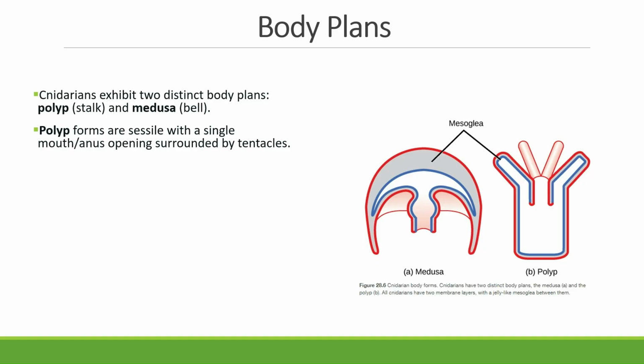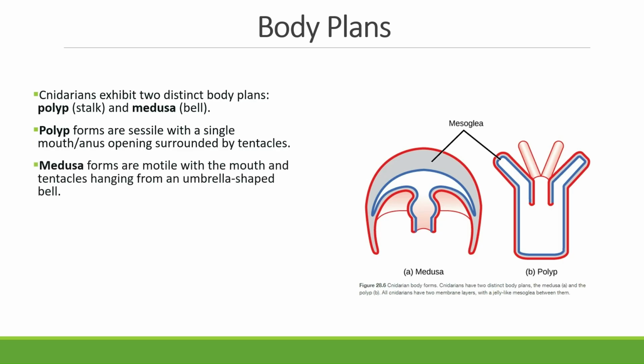At the top of the polyp is a single opening that serves as both mouth and anus, surrounded by a ring of tentacles armed with stinging cells. The second body plan is the medusa, which looks like an umbrella-shaped bell. The medusa is motile and it drifts or swims through the water. Its mouth and tentacles hang downward from the underside of the bell.